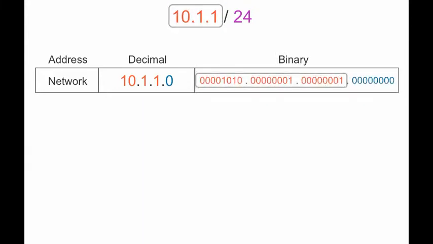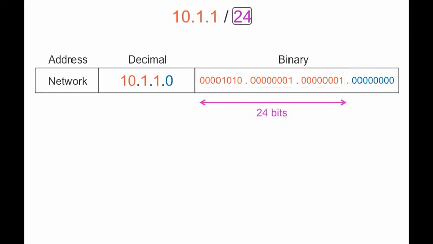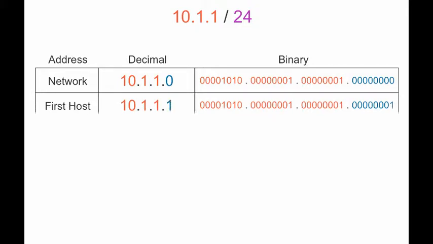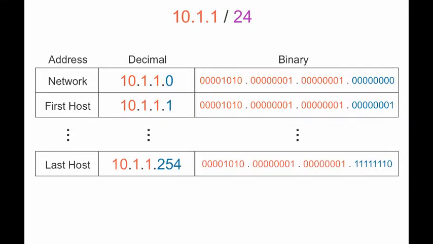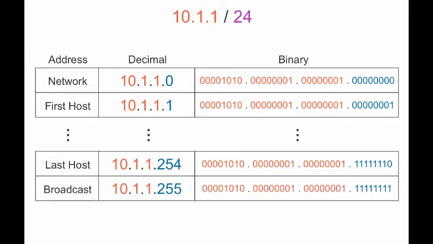Let's see how it works. Here is the network address in binary format. It has 24 significant bits, and the remaining bits are set to 0 in order to make up the network address. We can build host IP addresses by playing with the 8 remaining bits. The all 0 and all 1 values are reserved, so we are left with 254 possible values. The first host address is 10.1.1.1, and the last host address is 10.1.1.254.